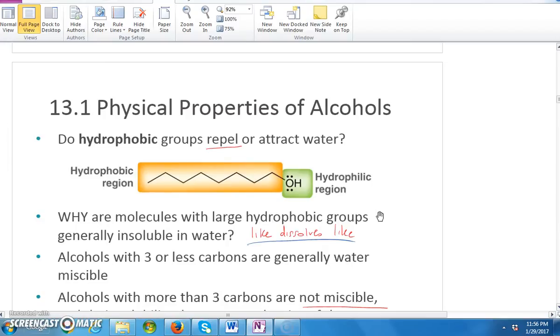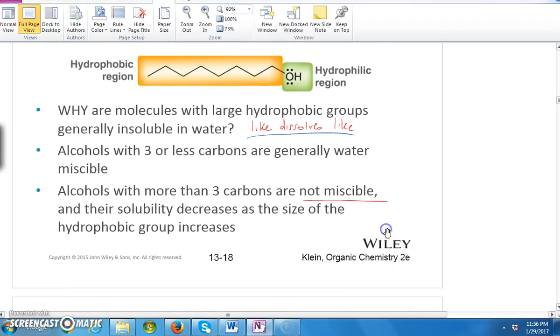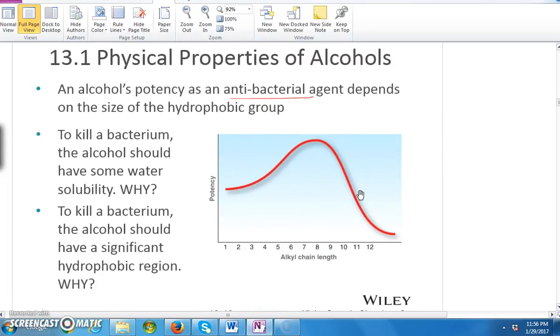So why are molecules with large hydrophobic groups generally not soluble in water? Like dissolves like, we know that. So alcohols with 3 or fewer carbons are generally water miscible, while alcohols with more than 3 carbons are not miscible, right? And their solubility tends to decrease as the size of the hydrophobic group increases.